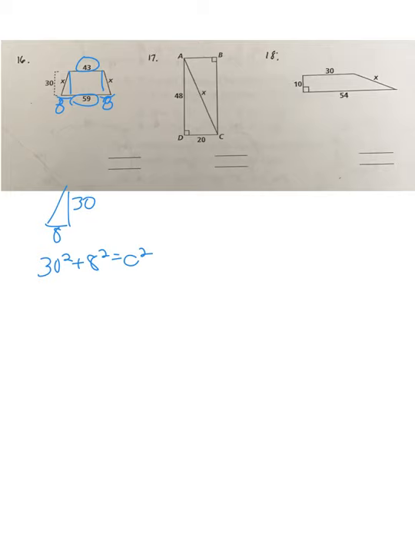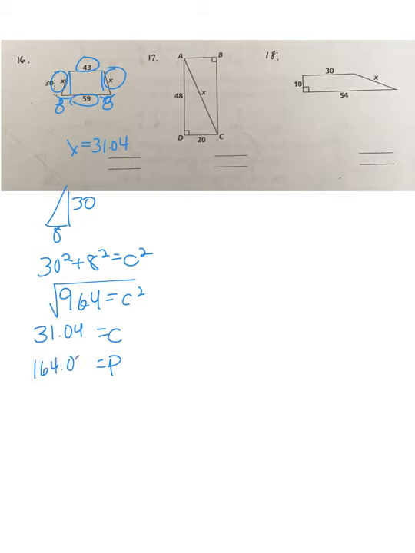30 squared plus 8 squared is 964. Take the square root of that and you get 31.04. Which means that this is 31.04 and that's 31.04. You add everything that's circled together to get a perimeter. Perimeter is 164.08.